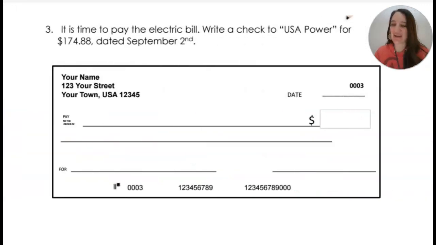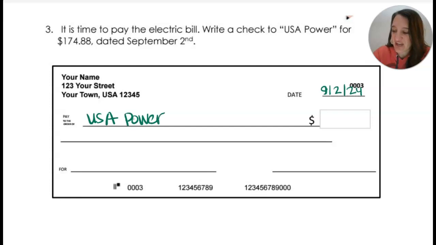Okay, all right, what do we got next? It is time to pay the electric bill. Write a check to USA Power for $174.88. Okay, if you feel like you've got it, go for it. Pause this and see if you can write your own check. It is September 2nd. It goes to USA Power.